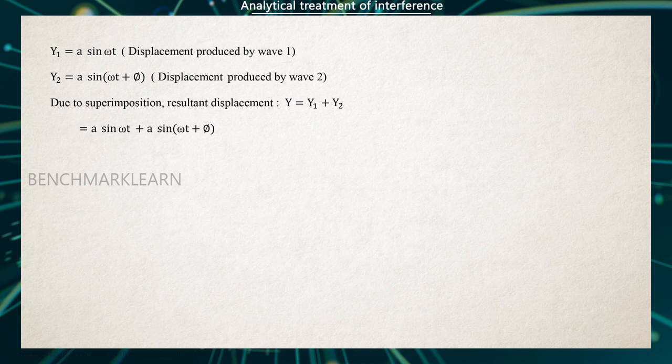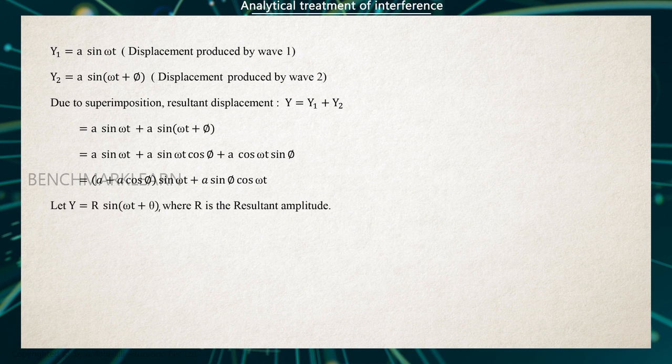This is equal to a sin omega t plus a sin omega t cos phi plus a cos omega t sin phi. That is equal to, within bracket, (a plus a cos phi) sin omega t plus a sin phi cos omega t. Let y, that is the resultant displacement, be equal to R sin(omega t plus theta), where R is the resultant amplitude. That is equal to R sin omega t cos theta plus R cos omega t sin theta.